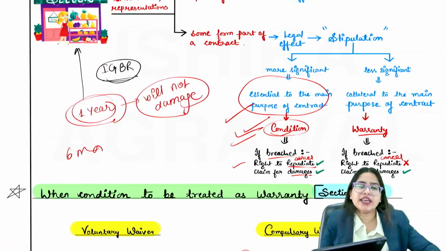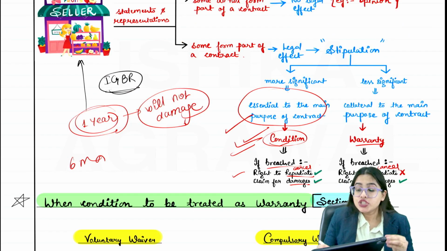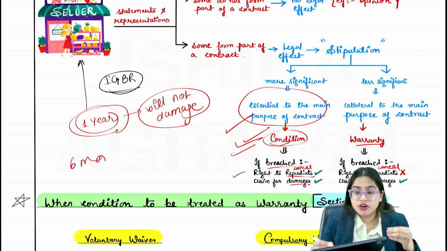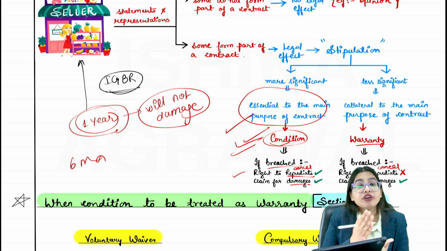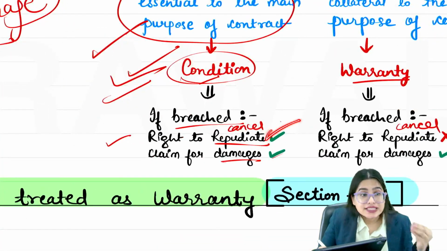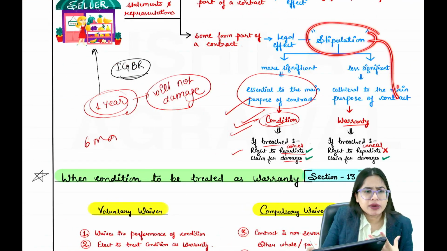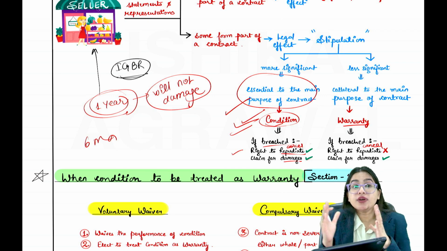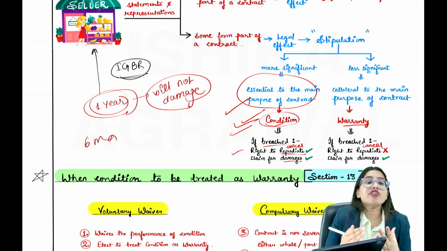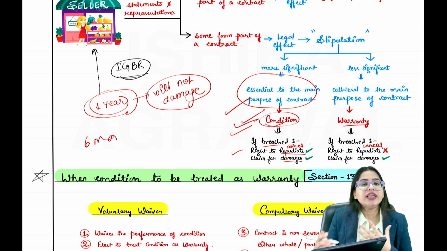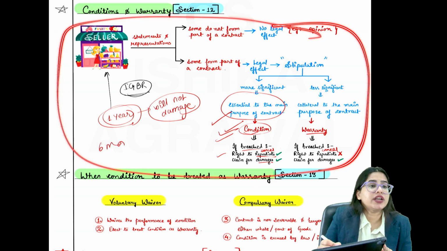Are you understanding? So any stipulation made by the seller which is very important, essential for the main purpose, is known as a condition. And if a condition is breached, then you can cancel the contract, and you can also claim the damages. But there are some stipulations made by the seller which are less important, not the main purpose but collateral to the main purpose. They are known as warranty. And in case of breach of warranty, you can only claim damages, you cannot cancel the contract. This is very important to understand.